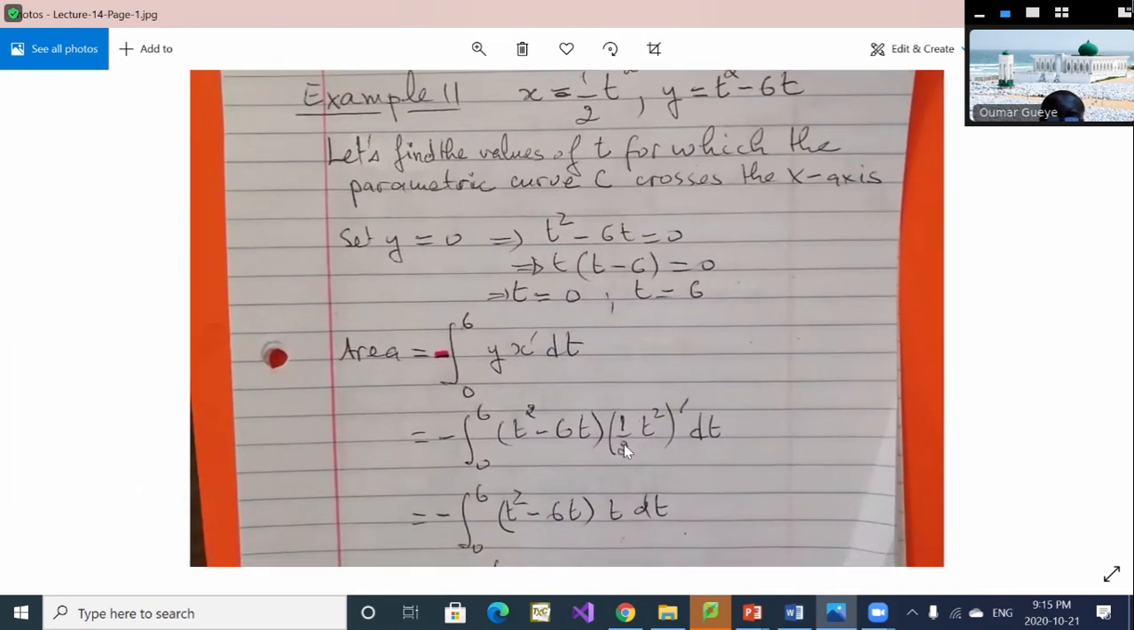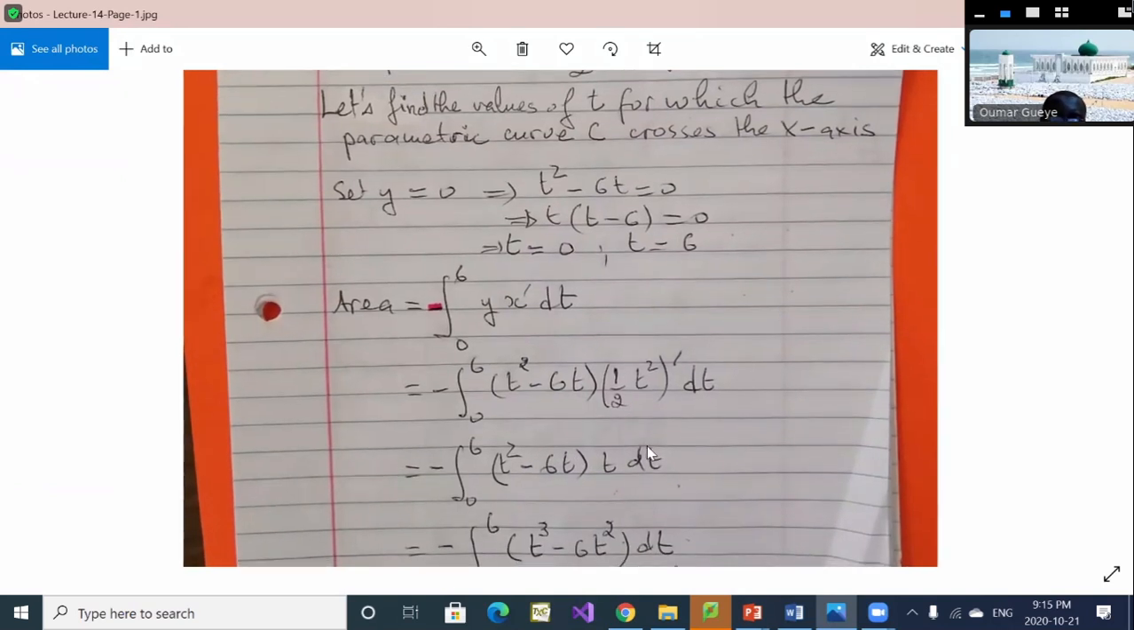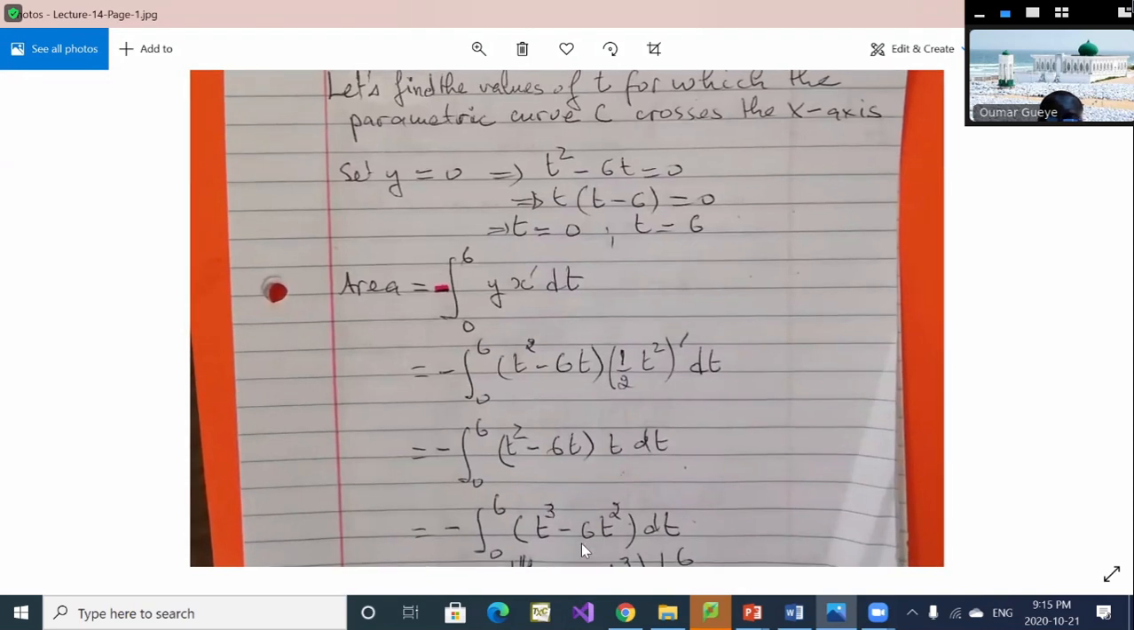Now, when you differentiate the second bracket, you guys will get t, and you put it inside to expand the integrand here before calculating the antiderivative. So when expanded, you will get t cubed minus 6t squared. And don't forget, we already have the negative sign at the front of the integral.